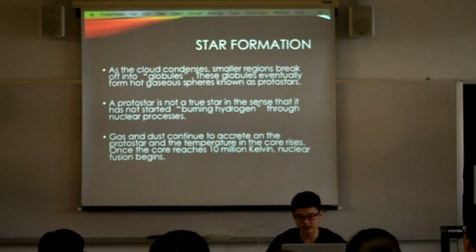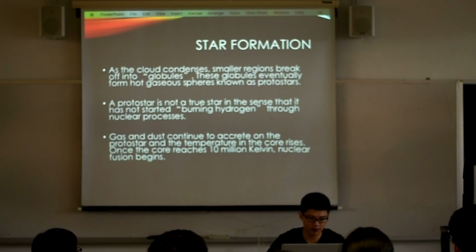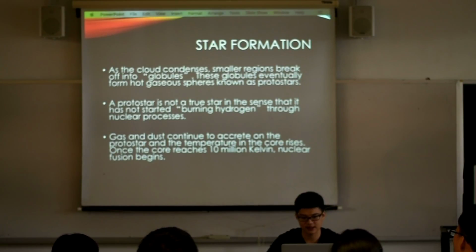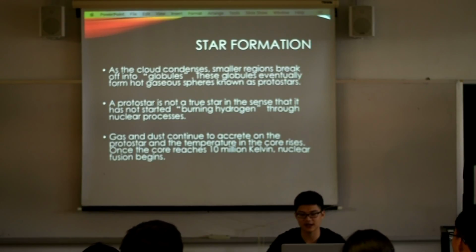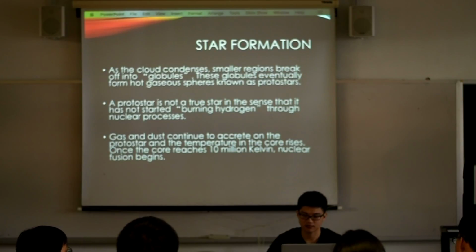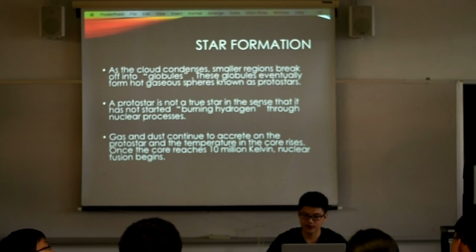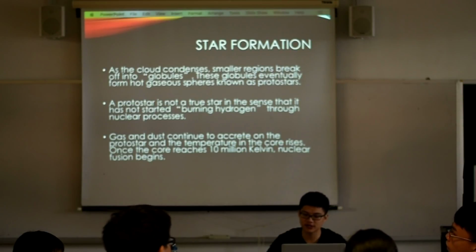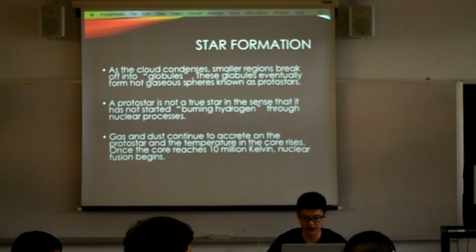As the cloud condenses, smaller regions break off into something called globules. And these globules eventually form hot gaseous spheres known as protostars. A protostar is not a true star in the sense that it has not started nuclear fusion. And when gas and dust continue to accrete on the protostar, the temperature rises. When the core reaches 10 million Kelvin, nuclear fusion begins.